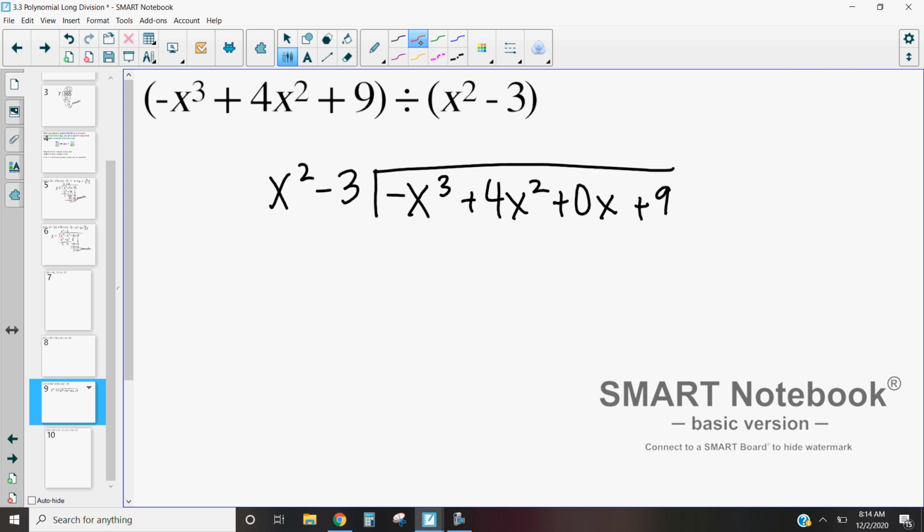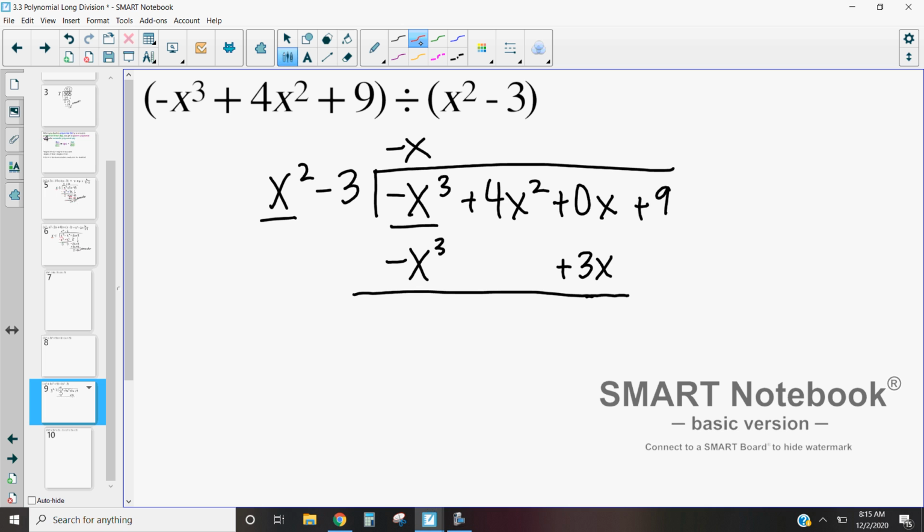So then let's go ahead and look. What number do I need to multiply x squared by to get negative x cubed? Well, that number is going to be a negative x. So x squared times negative x will be negative x cubed. Negative 3 times negative x will be a positive 3x. And notice how these ones are lined up here. I don't want to line those ones up. What I want to do is line that positive 3x up over here with the other x.